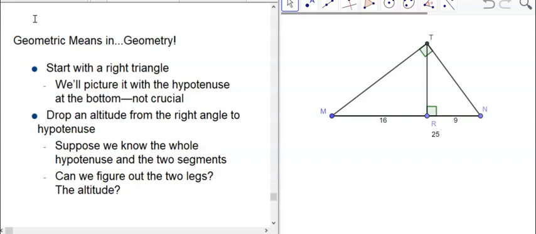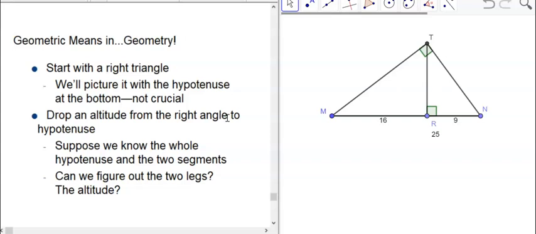But that's not crucial. We need to be able to do this with any orientation. This is a standard way to think about it to start. We're going to drop an altitude from that right angle at T to the hypotenuse. And notice what that does: it creates another internal right angle, really two right angles. So we've actually got three right triangles. We've got MTN, we've got MTR, and NTR. So that's three right triangles.